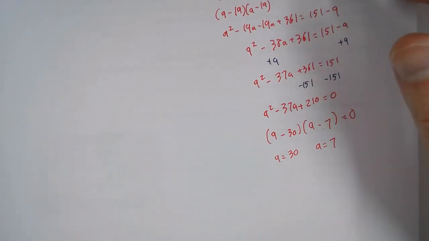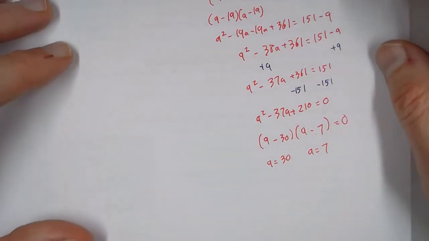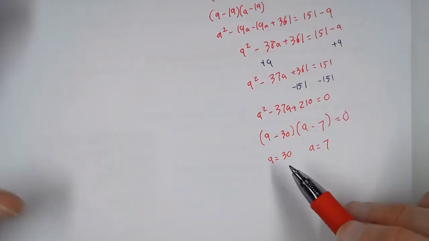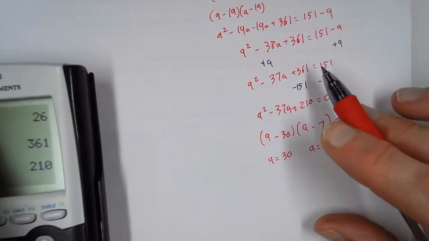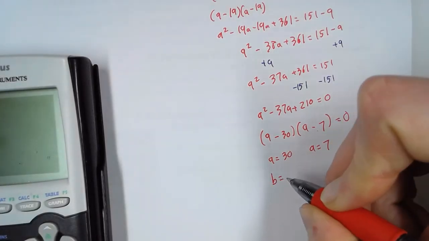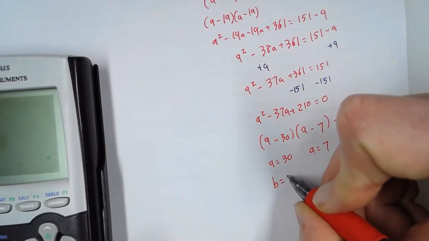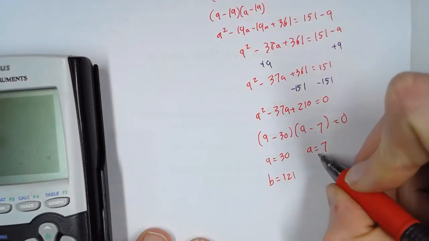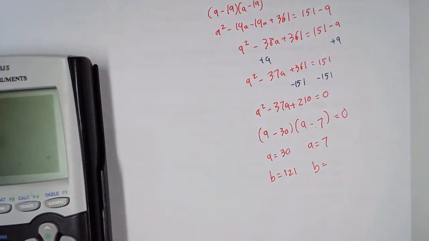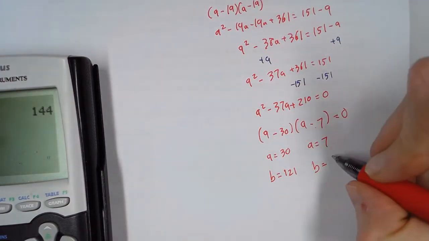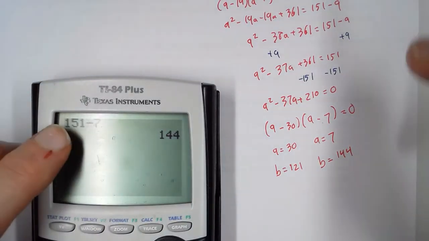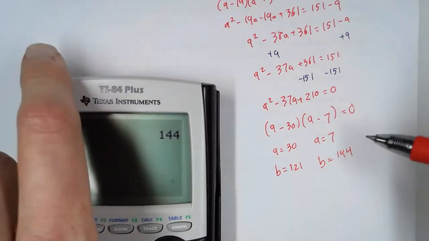So the question is, which one works? Well, if a is 30, then the other number, b, in this case, has to be 121. If a is 7, then b has to equal 144. How did I get that? Well, I just took 151 minus 7, because that's what's left over.